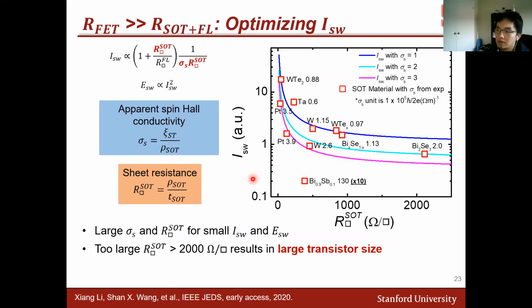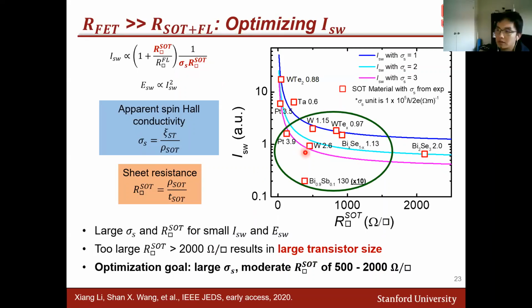But overall, I would say what we want is a larger spin conductivity and moderate sheet resistance. Okay, so it cannot be too large, and also it cannot be too small. So when the sheet resistance is very small, the problem is you need to pass a lot of current because it's too conductive. Then you need a larger transistor as well. Okay. So there's an optimal range here.